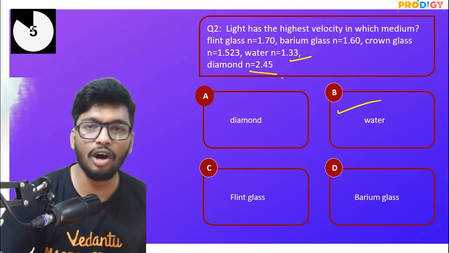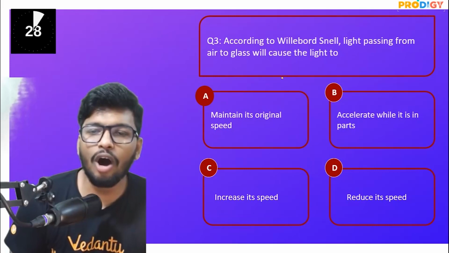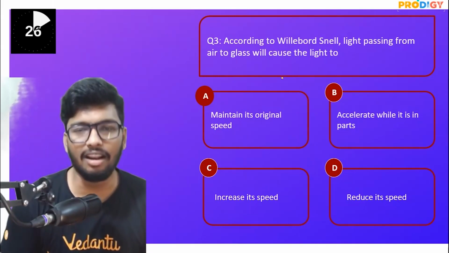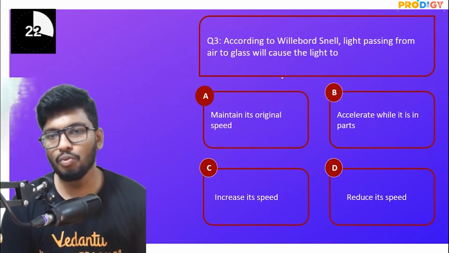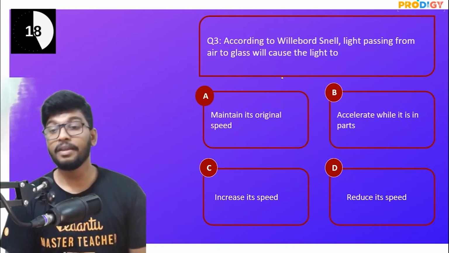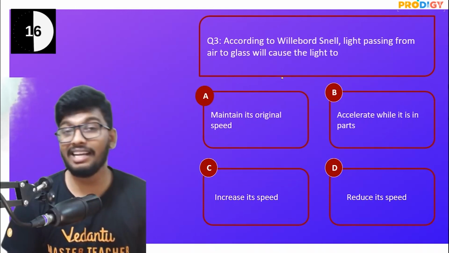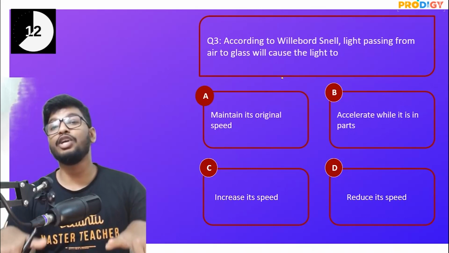Interesting one, no? I hope you got it. Moving on to the next question, people. The third question, here it is. According to Wilbur Snell, your Snell's law basically, light passing from air to glass will cause the light to maintain its original speed, to accelerate while it is in parts, to increase its speed, or to reduce its speed.